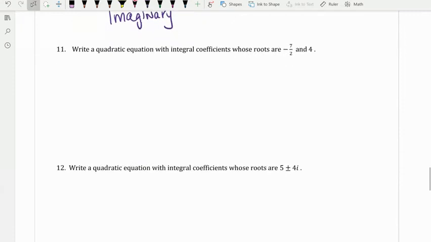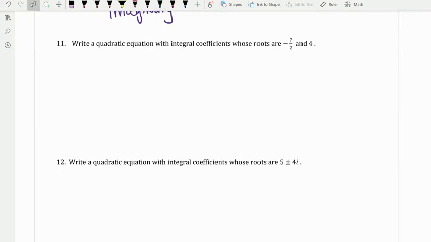All right, writing equations. This is what we did on Friday, so just in our last class. So this one will be one to kind of make sure you get some review on. If I want to write a quadratic equation with integral coefficients, that means I want whole numbers, no decimals or fractions, where the roots are negative 7/2 and 4. Right? So no matter what your roots are, you can always start by making your factors x minus negative 7/2 and x minus 4.